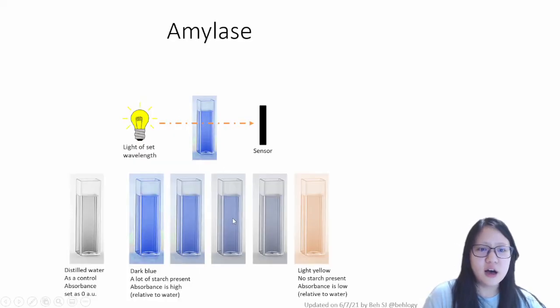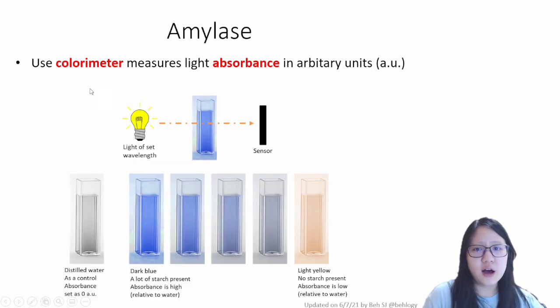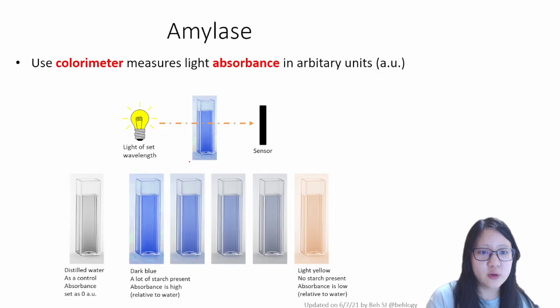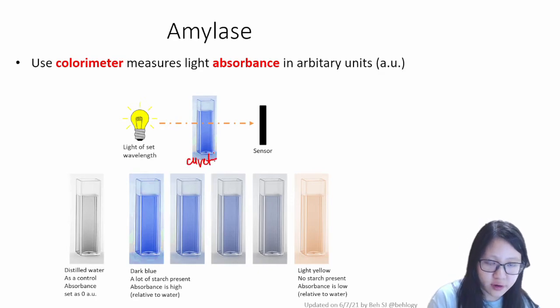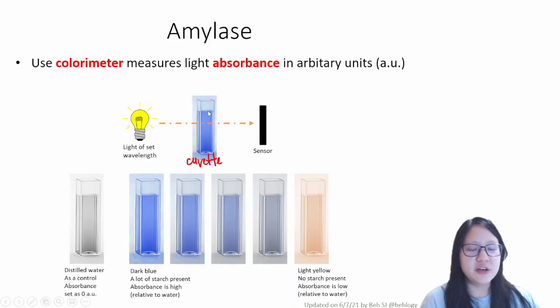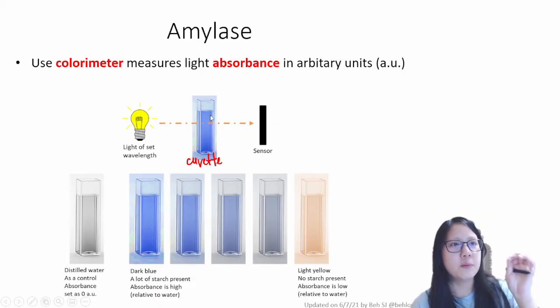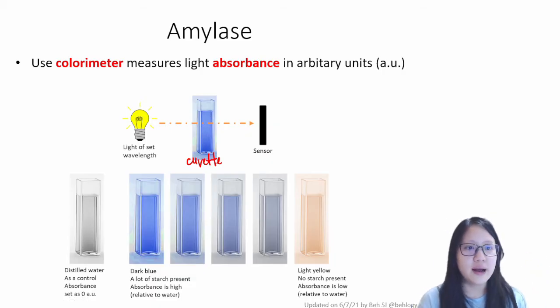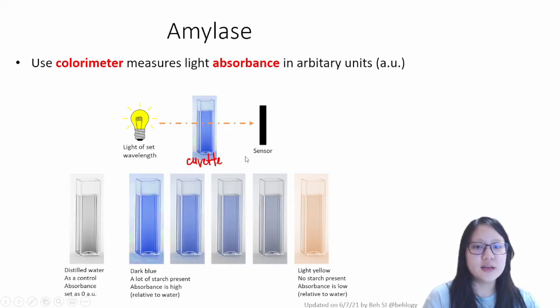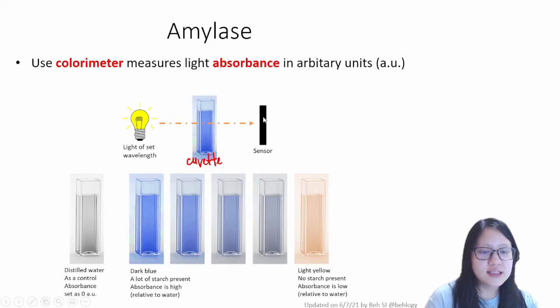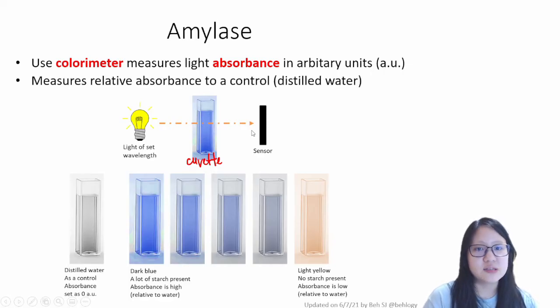This is how a colorimeter works. So this is a cuvette. The colorimeter actually measures light absorbance, okay, for liquid in a cuvette. Cuvette, not curvette, cuvette. We fill some liquid in here, so this would be like a few drops of the reaction mixture plus a few drops of iodine. And what the colorimeter does is that it shines a ray of light of a set wavelength through the liquid, and the sensor will detect how much light has passed through.